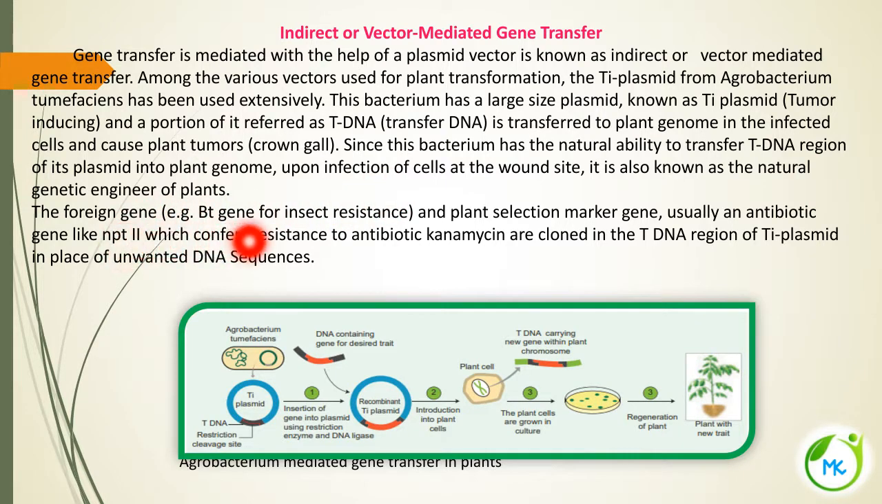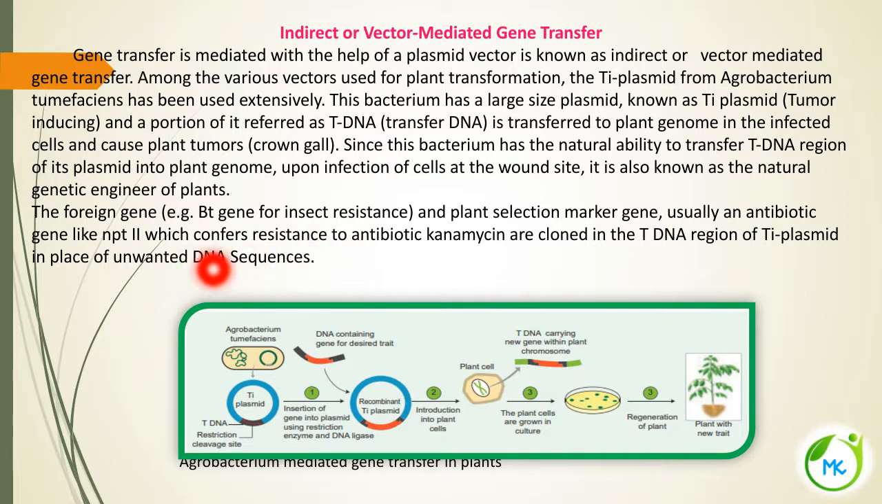The foreign gene, for example the Bt gene from Bacillus thuringiensis, which we will learn about later in this chapter, is for insect resistance. And a plant selection marker gene, usually an antibiotic resistance gene, conferring resistance to the antibiotic kanamycin, is cloned in the T region of the TI plasmid, in place of unwanted DNA sequence.